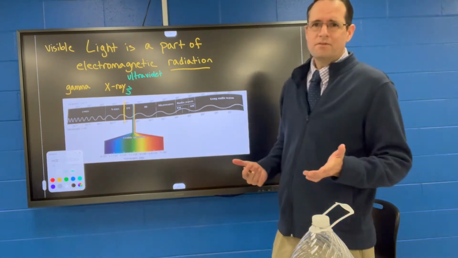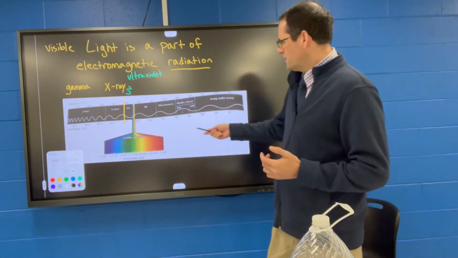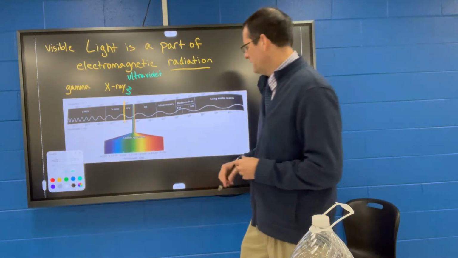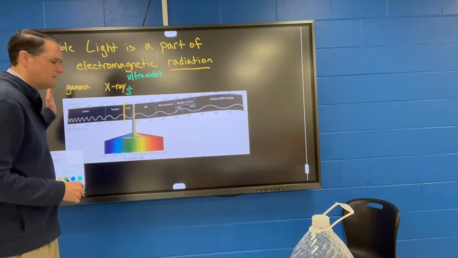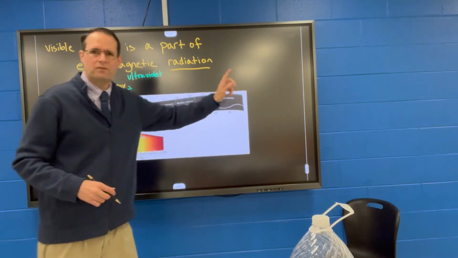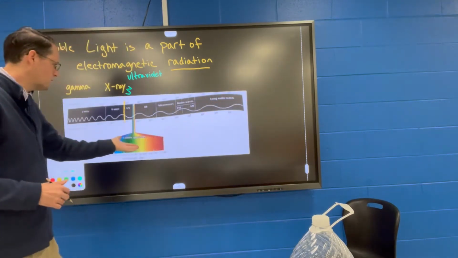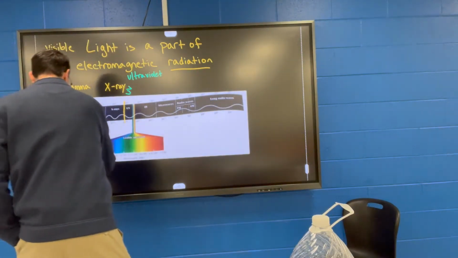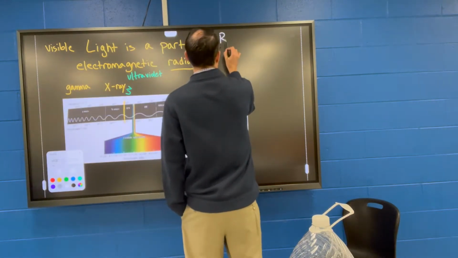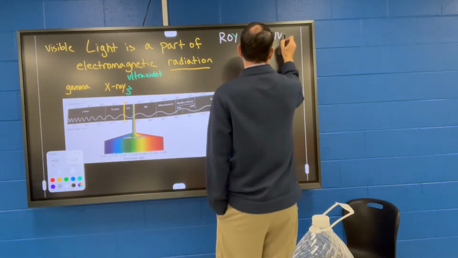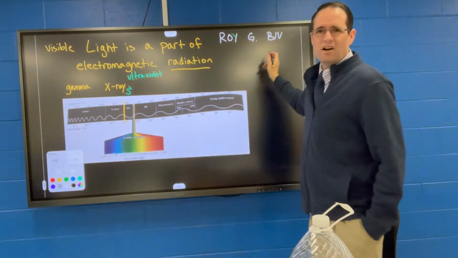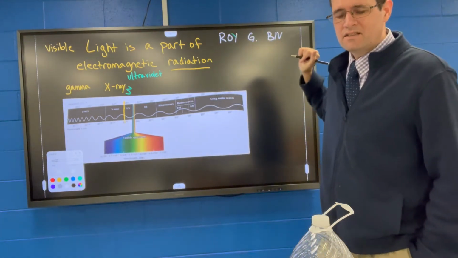And then the way to remember the colors of the rainbow is with Roy G. Biv. I know it's written backwards here because we're going from X-rays to radio waves, but if we flip this around, it would be in order. But the colors of the rainbow are these 7 different colors.